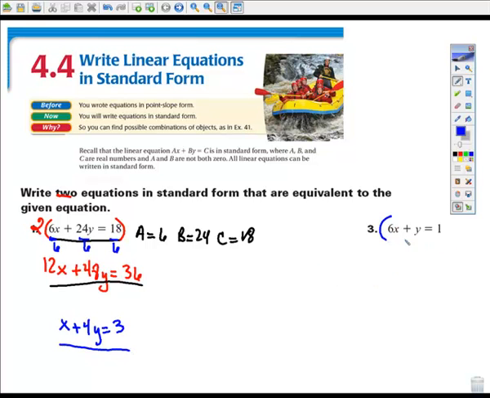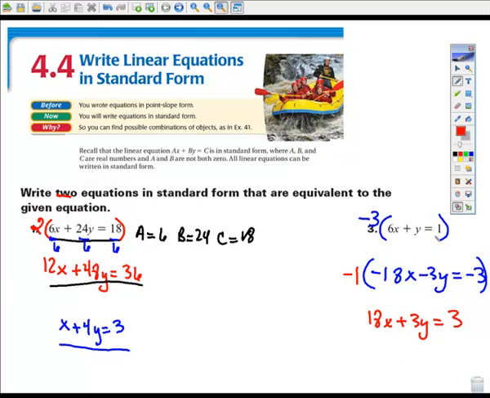Here, we'll do the same thing. I can multiply by negatives, so I'll multiply by a negative 3. Negative 18x minus 3y equals negative 3. That is equivalent. I can go on and multiply this equation now if I want to. Because it's equivalent to the first one, let's just multiply it by, how about negative 1? Negative 1 is a legitimate number. So this gives me positive 18x plus 3y equals positive 3. All three of these are equivalent.